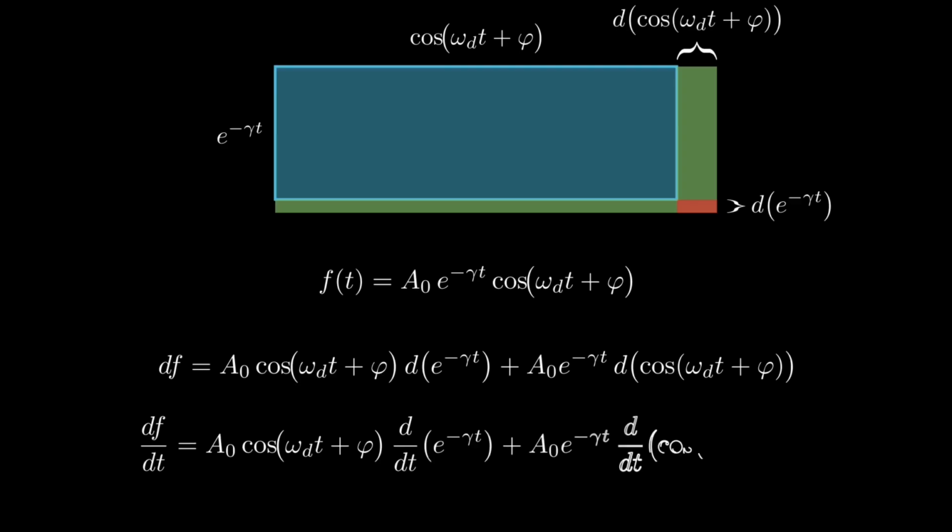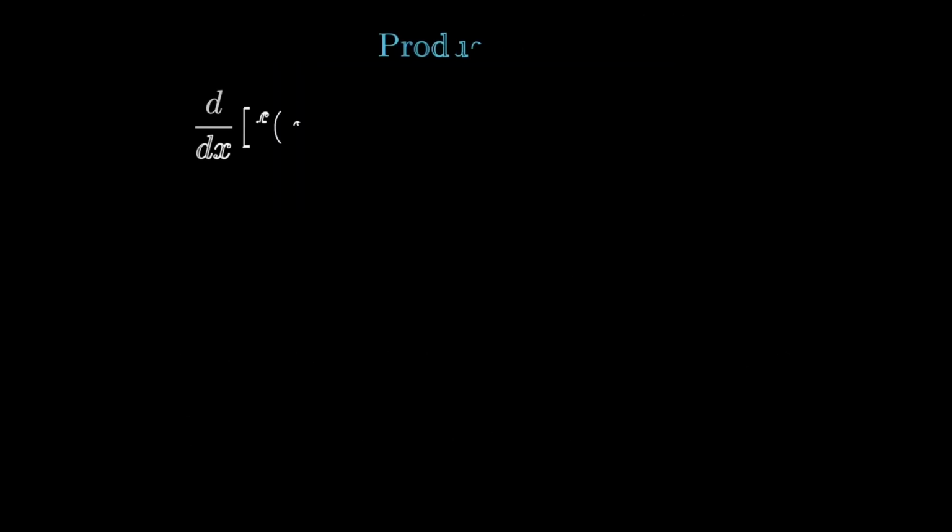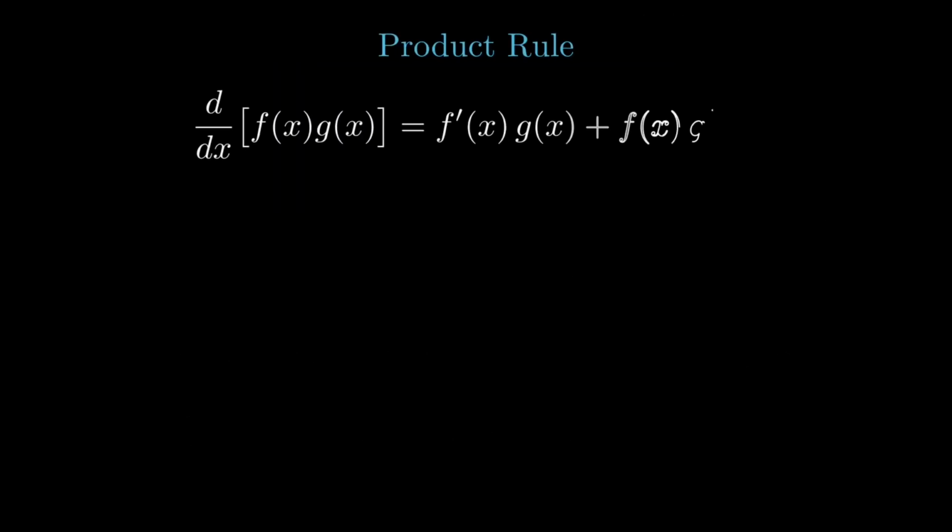Now, by dividing by dt, we get the derivative. And you can see the result written here, and thus this is how the product rule works. Simply put, if we have a product of two general functions, f of x and g of x, the derivative of the product is f prime of x times g of x plus f of x times g prime of x.